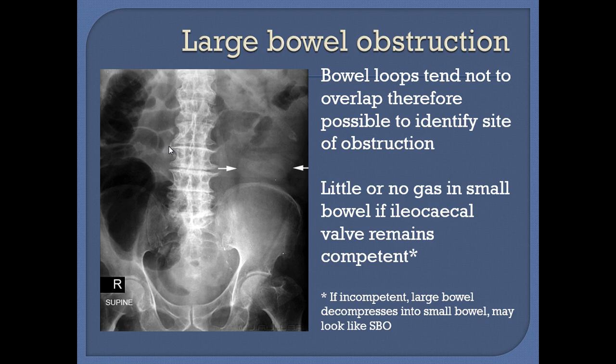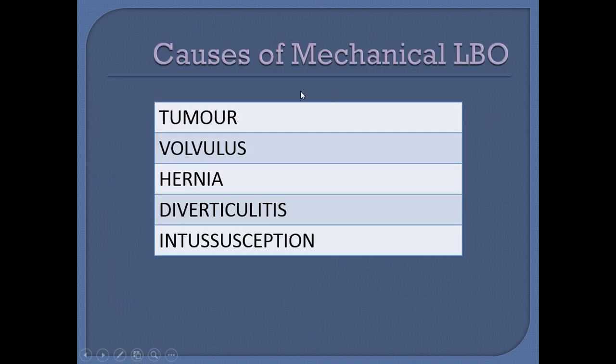If it is incompetent, then the large bowel is not dilated and it decompresses into the small bowel and looks like a small bowel obstruction, although it is a large bowel obstruction. Some causes of mechanical large bowel obstruction: it can be due to tumor, volvulus, hernia, diverticulitis, or intussusception.